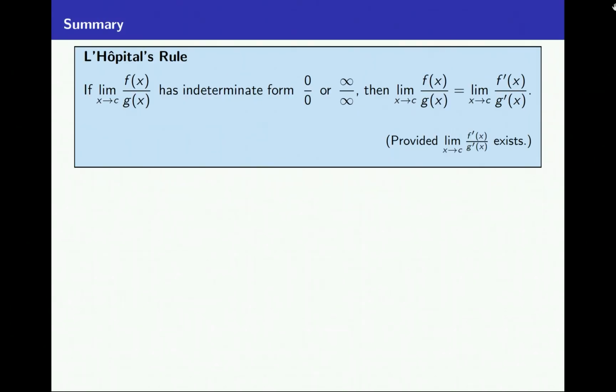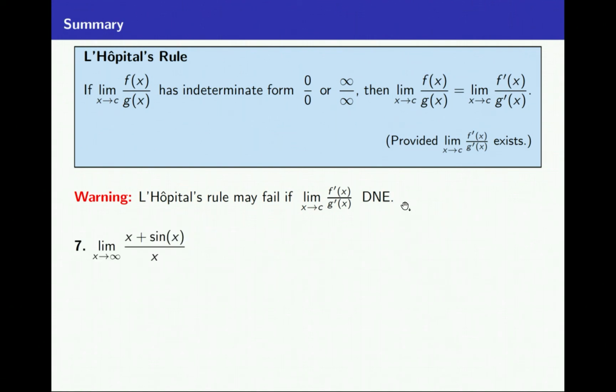In summary, we've learned L'Hopital's rule. And remember, it does have this caveat that it only works provided this limit exists. And I said for the most part, you don't have to worry about that. But I'll close with the warning that L'Hopital's rule may fail if the limit as x goes to c of f prime of x over g prime of x doesn't exist. And I'll show you an example of that. This is our 7th example.